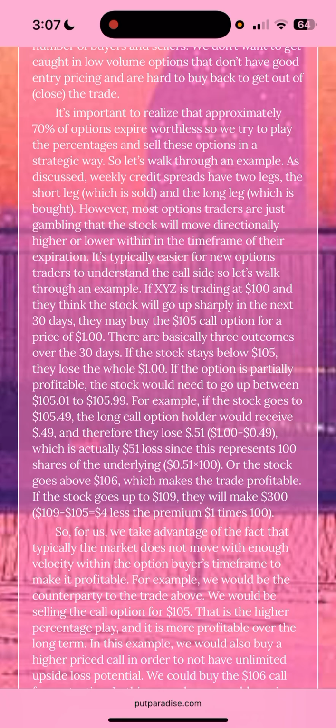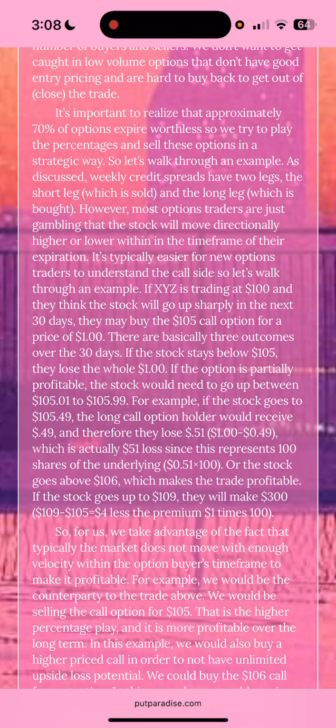So what they're trying to do is time when XYZ stock is trading before it makes a big pop upwards. So for example, let's say XYZ is trading at 100. They think the stock's going to go up sharply in the next 30 days. So they might buy the 105 call option 30 days out for $1, which is $100. So there's basically three outcomes of that. If the stock stays below 105, they lose their dollar.